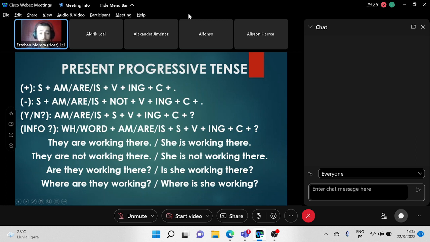Okay. The first two examples are positive sentences. The next two examples are negative sentences. These two examples are examples of short questions. And at the end, we have two examples of information questions using present progressive tense.